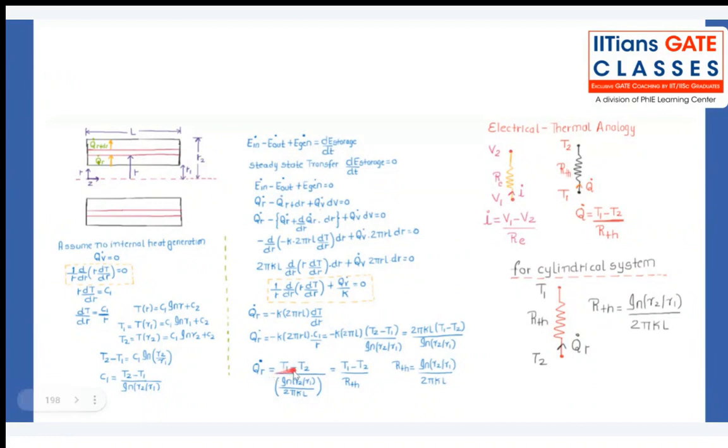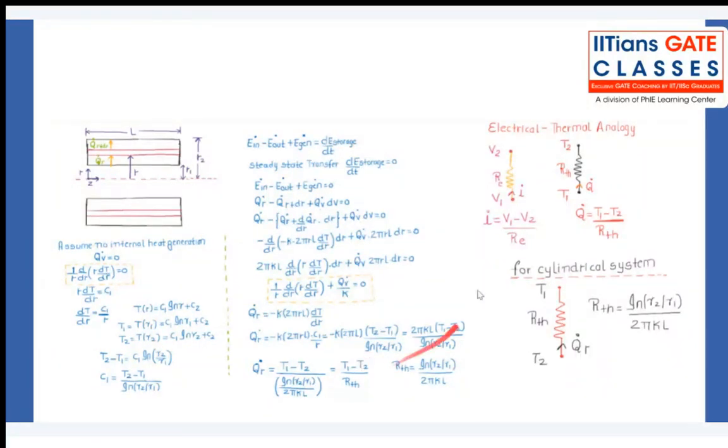So Q dot r is T1 minus T2, that is temperature at the inner surface minus temperature at the outer surface, divided by an expression which we call resistance. But this resistance is now different from the plane slab case. In a cylindrical system, the resistance is log of R2 by R1 divided by 2 pi kL, where k is thermal conductivity and L is length. Otherwise, the form is very much the same: T1 minus T2 by R_th. Only thing is, in the plane slab case R_th is L by kA, while in a cylindrical system R_th is ln(R2 by R1) divided by 2 pi kL.